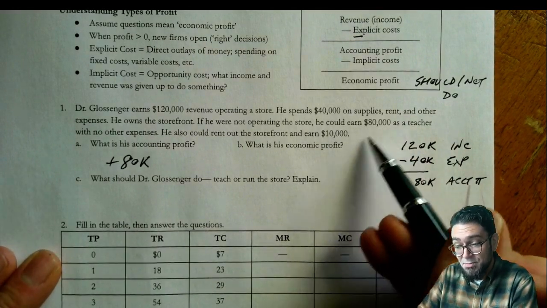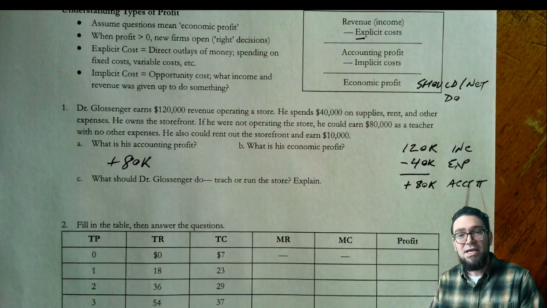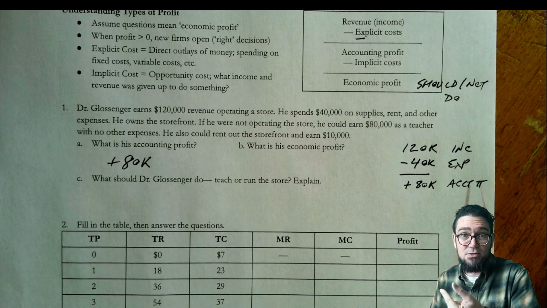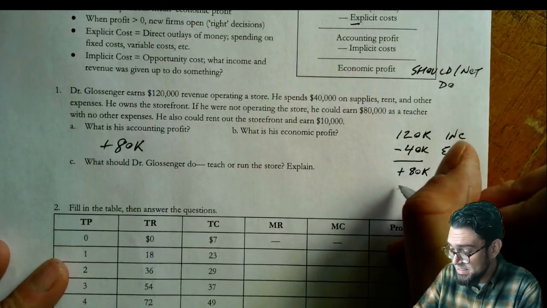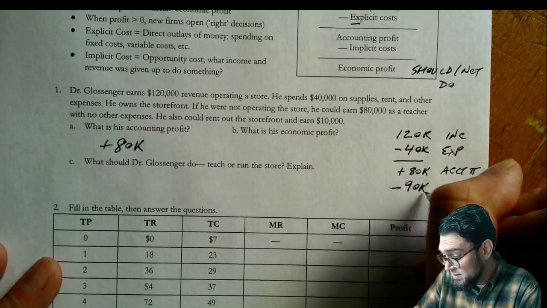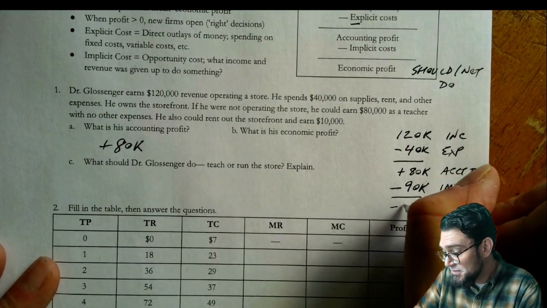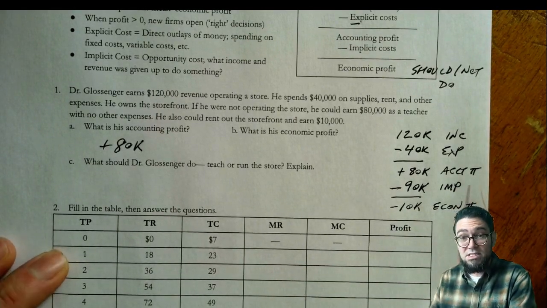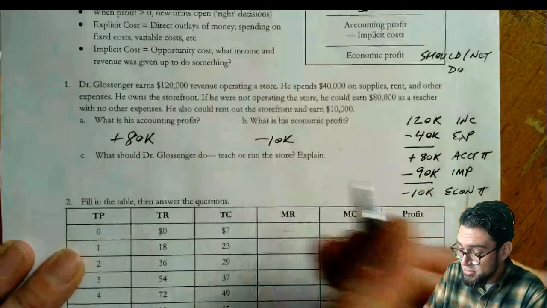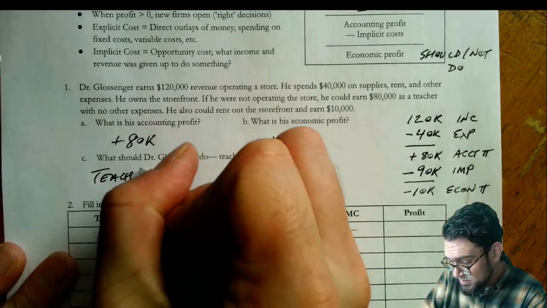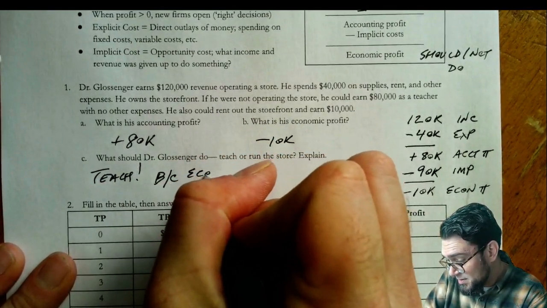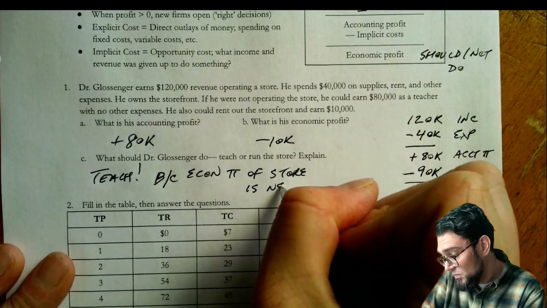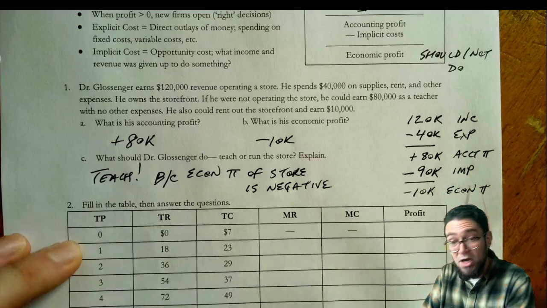So there are two actual implicit costs of me running this store. If I run the store, I'm giving up the opportunity to earn $80,000 as a teacher and $10,000 by renting out the facility. So I'm going to subtract 90,000 because those are my implicit costs. And I actually find here negative $10,000 is my economic profit from running this store, right? Negative 10K. And so I should teach, because the economic profit of the store is negative. And so you could actually say that he has an economic loss by running the store.